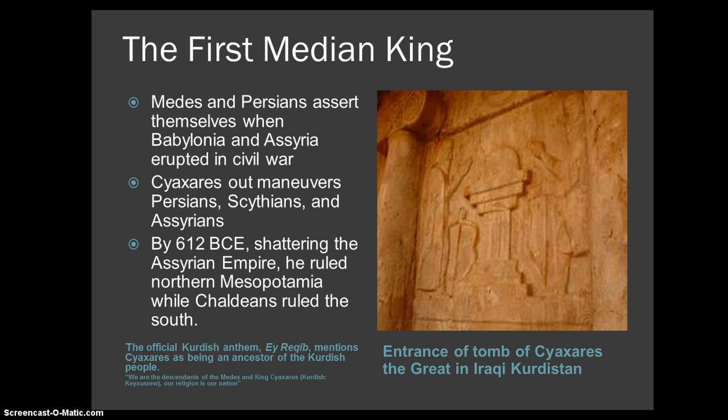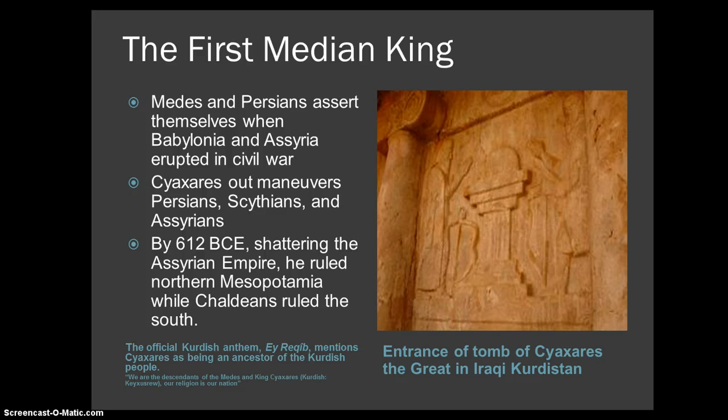So the first Median king, Medes and Persians assert themselves when Babylon and Assyria erupted in a civil war. And we see an outmaneuvering taking place by the 7th century. There's the shattering of the Assyrian Empire, and Zagros ends up maneuvering himself into a position where he can rule northern Mesopotamia while Chaldeans ruled in the south.